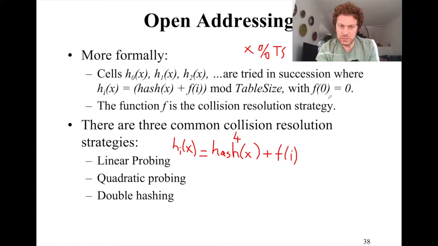Initially, f(0) is 0, so initially this is always 0, so I will try the fourth slot, 4. But then if I am doing linear probing, f(i) will be equal to i, basically. There can be any linear function of i, but the identity is very popular. So in the next trial, i equal to 1, I will select 4 plus 1, 5, then 6, then 7, right? So this is linear probing.